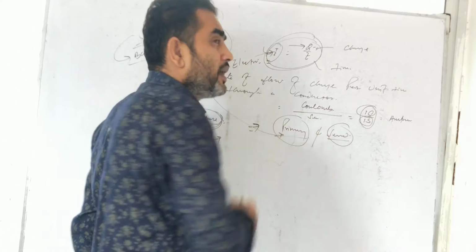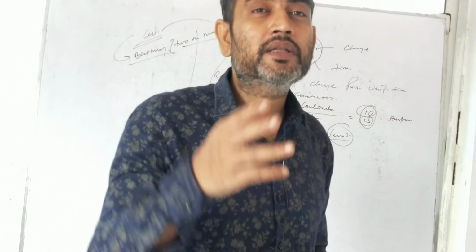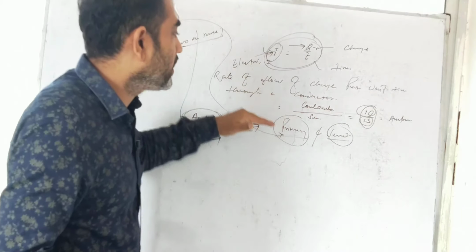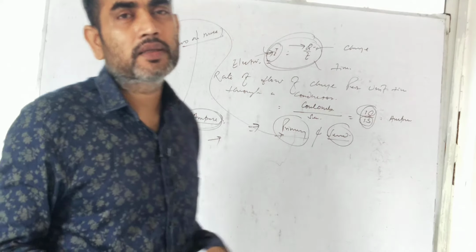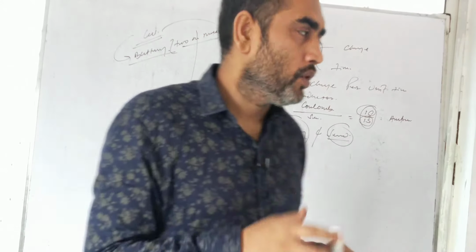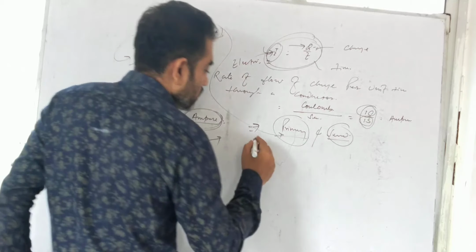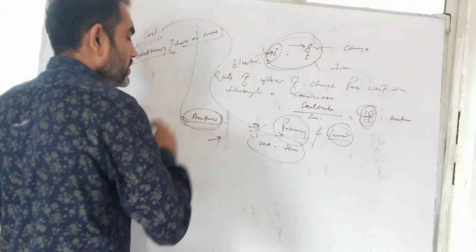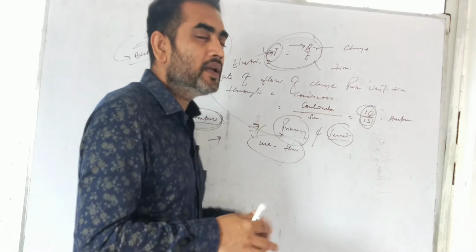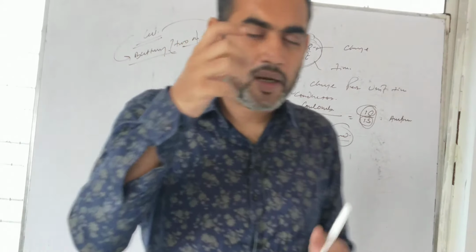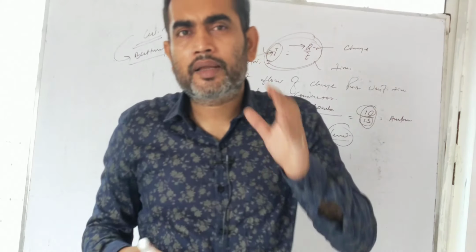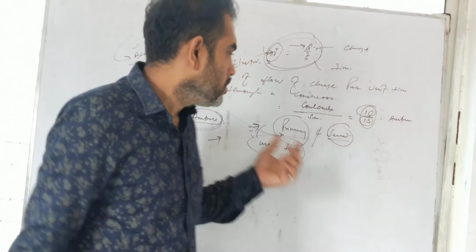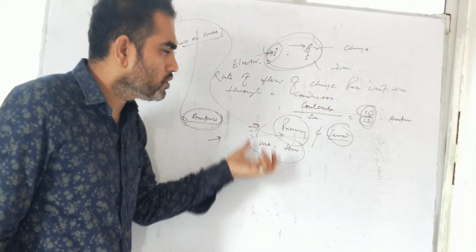Primary cell: the cell that can be used only once, electricity or charge cannot be fed back to it. Once used, it gets discharged, and after that there is no use for it, you will have to throw it. So we can also call it a use-and-throw cell, that is also called a primary cell. It has a particular amount of chemical energy fed to it, and once that chemical energy is utilized, the cell is of no use and you will have to throw it.